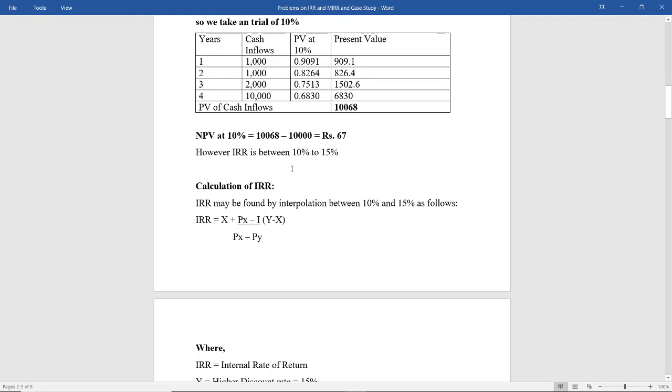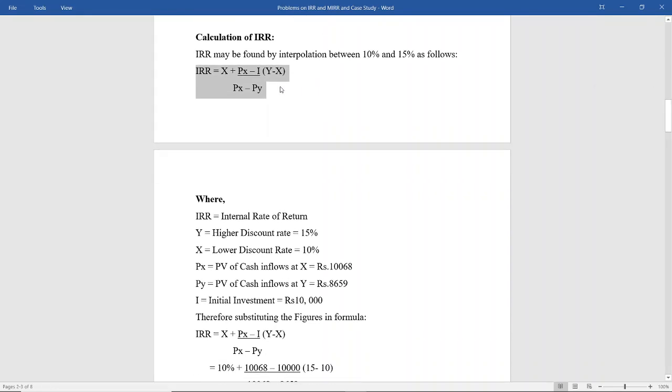So when you know that IRR is between two numbers, what are you going to use? You are going to use this formula. Now IRR may be found by interpolation between 10% and 15% as follows. So you have just written this formula. Now I'll just tell you what this is. Y is nothing but the higher discount rate, which is 15%, as per that formula calculation. X is the lower discount rate, 10%, as per our trial and error method.